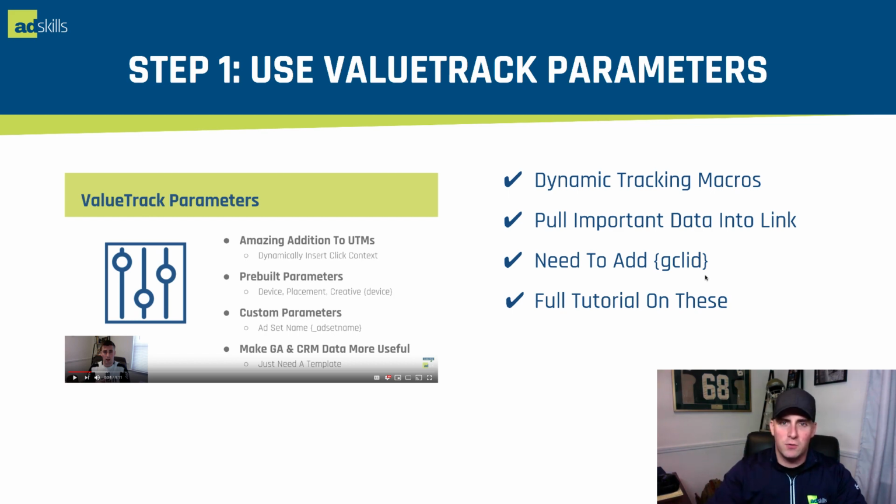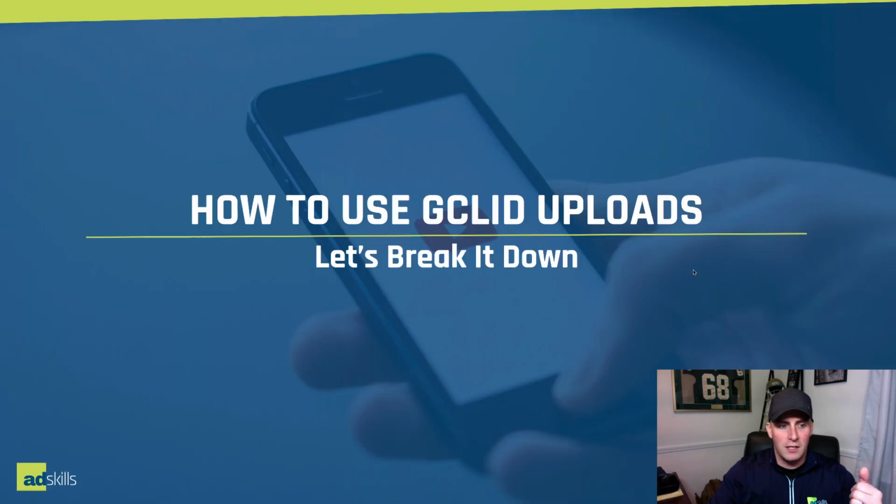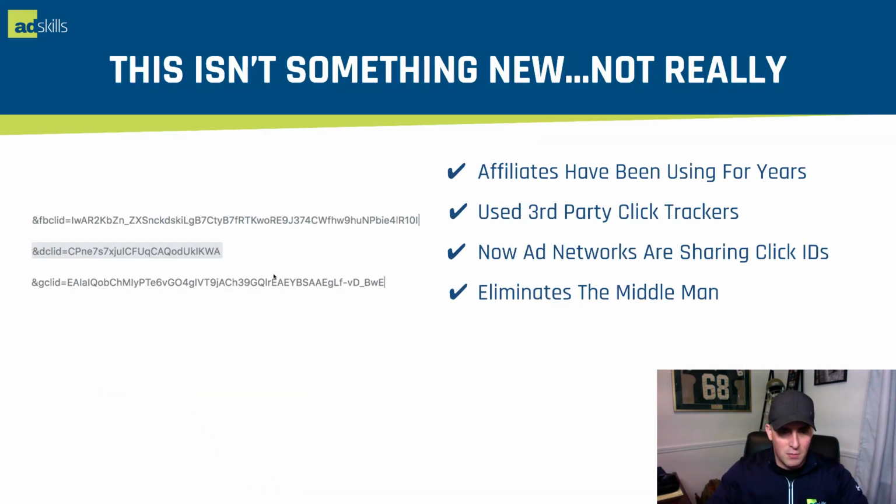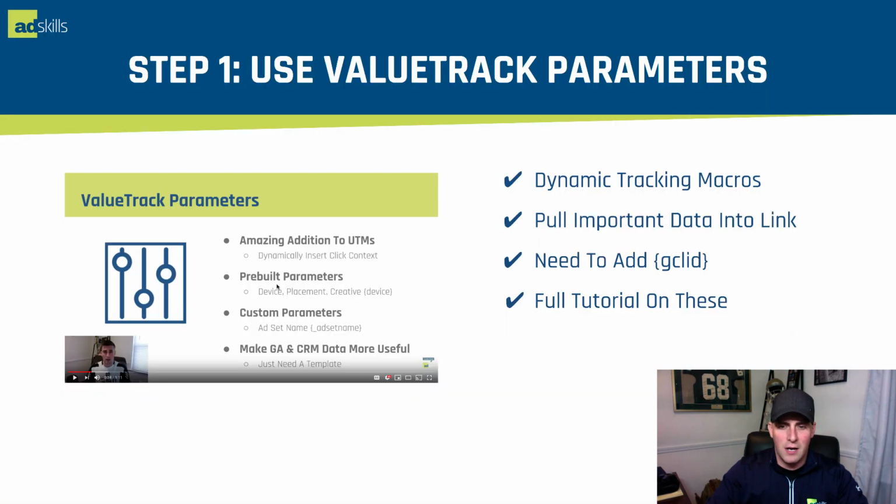So once again, I've got a full tutorial on these, but essentially what you need to know is you need to be adding to your Google Ads a parameter that pulls through the information about that click ID, this number right here. It's going to pull through into your tracking links, and then it's going to be pulled into your CRM.